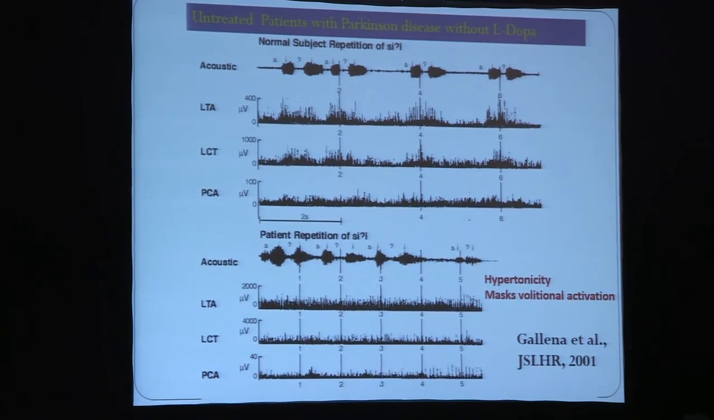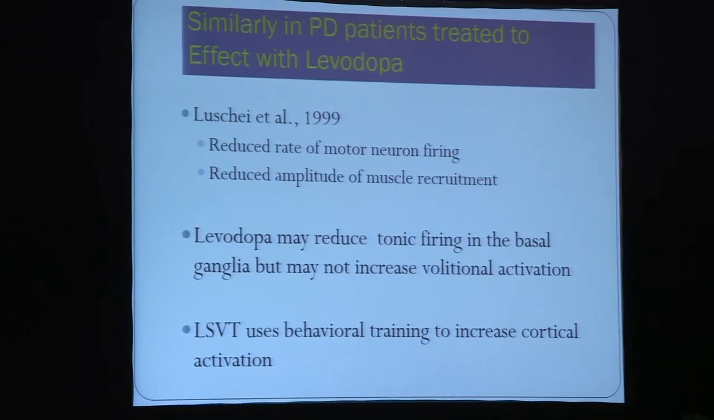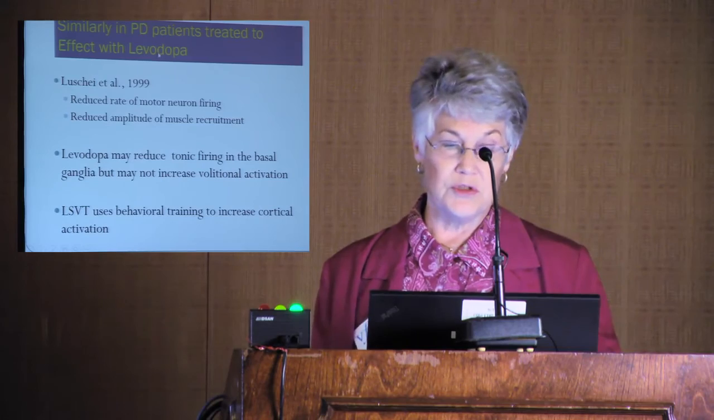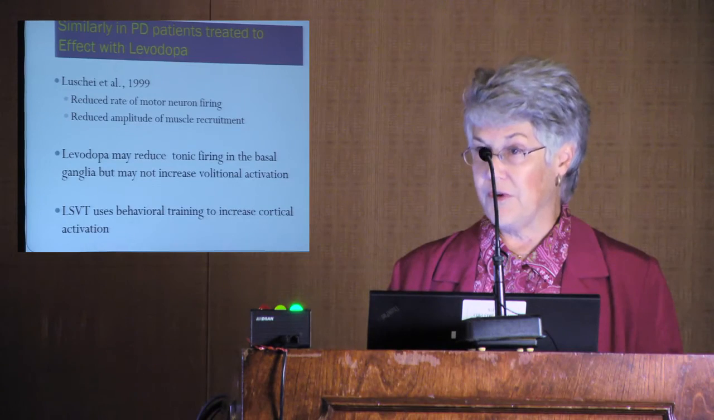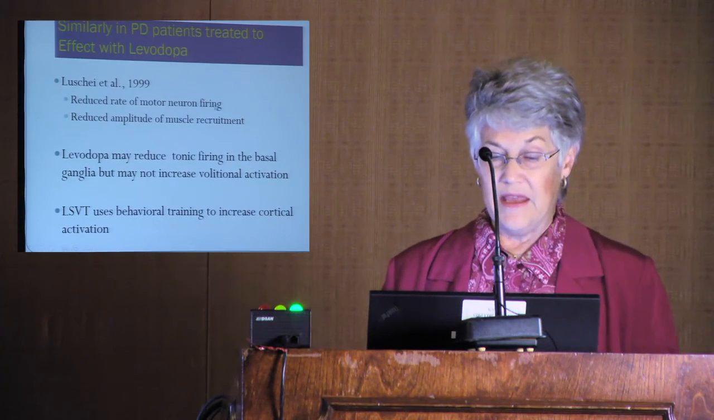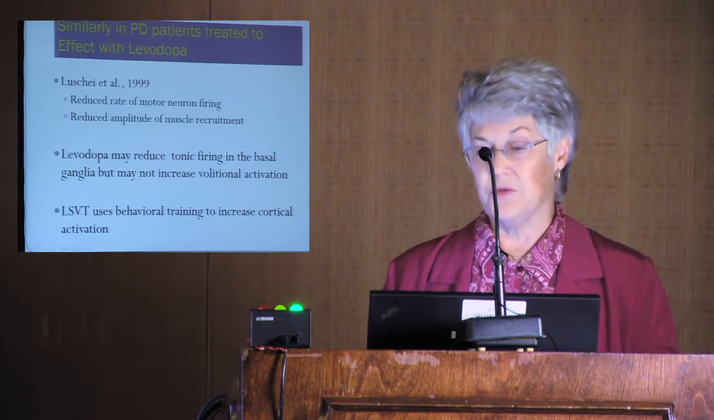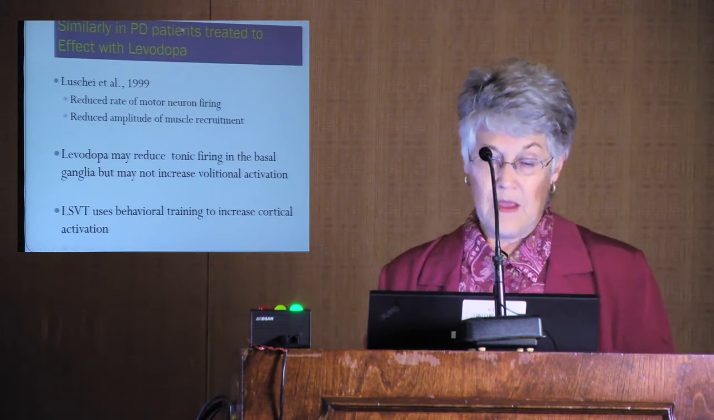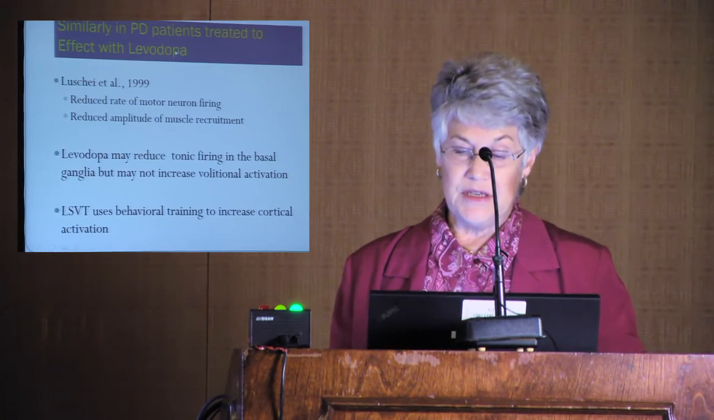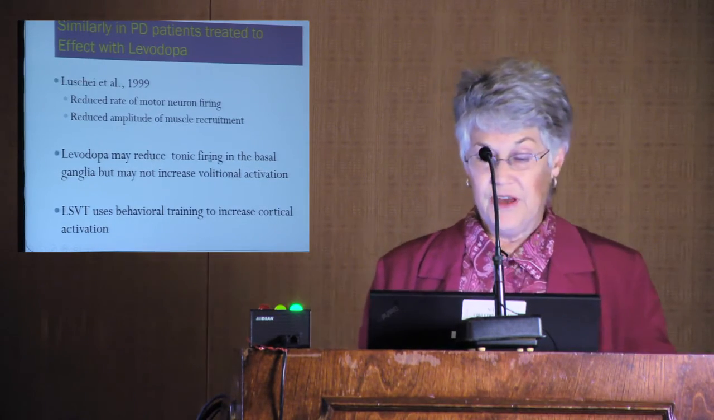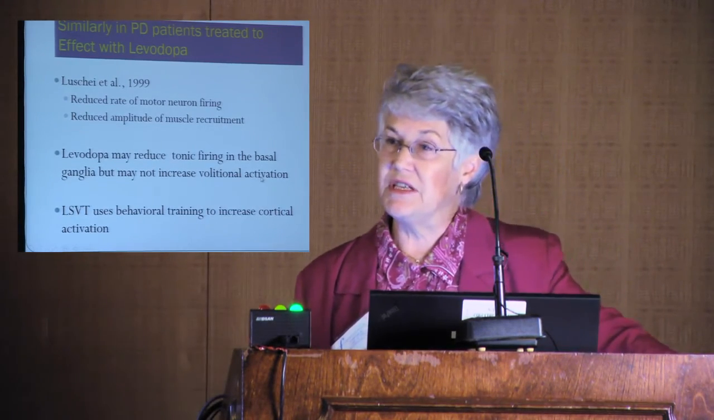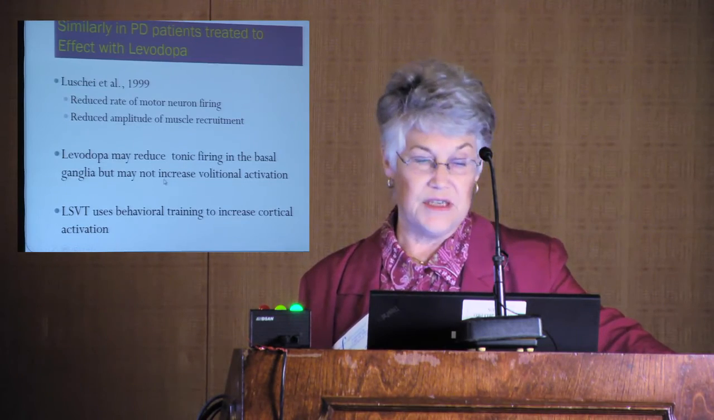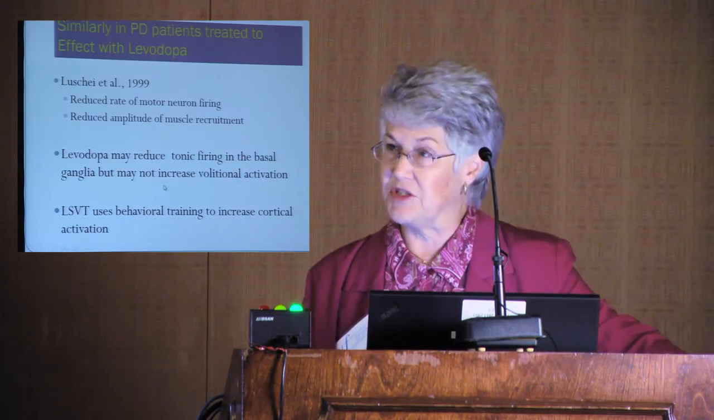Now, Luschei, many years ago, studied the effects of levodopa, which is used to treat Parkinson's disease, where you increase the dopaminergic levels in the basal ganglia. And he found that the rate of motor neuron firing was reduced with levodopa, and the amplitude of muscle recruitment was reduced with levodopa, which is a good thing. That is, the hypertonicity is reduced. But he found it didn't increase volitional activation. And that's probably why LSVT is helpful in Parkinson's disease, even though levodopa doesn't have as much effect.